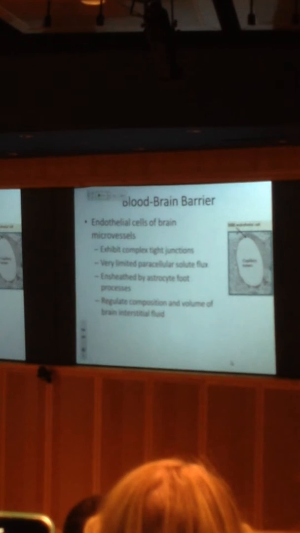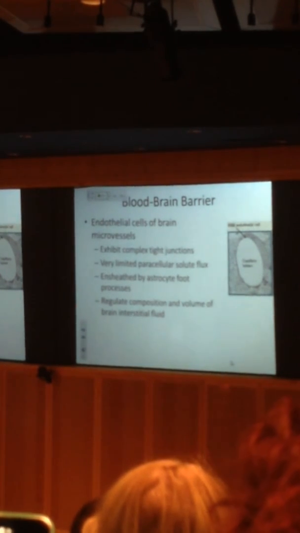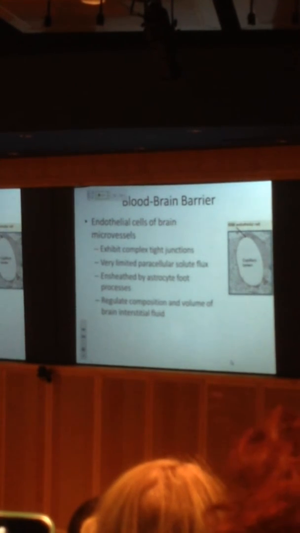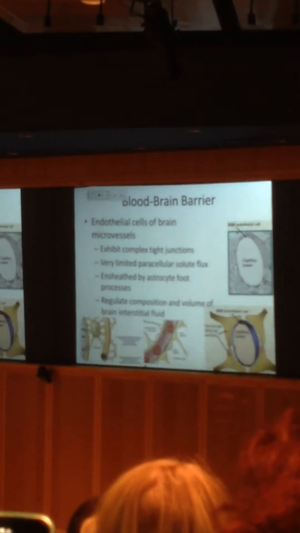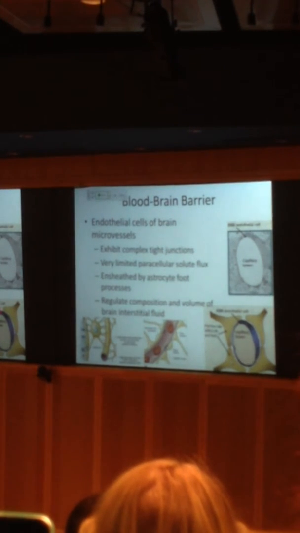But you can also find many astrocytes surrounding these endothelium cells. We call it ensheathed by astrocyte foot processes. Together they regulate the composition and the volume of the brain interstitial fluid. This is a closer look at how these astrocytes run their foot processes and enclose the vessel here.